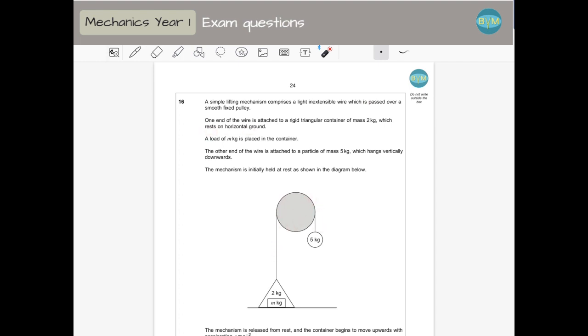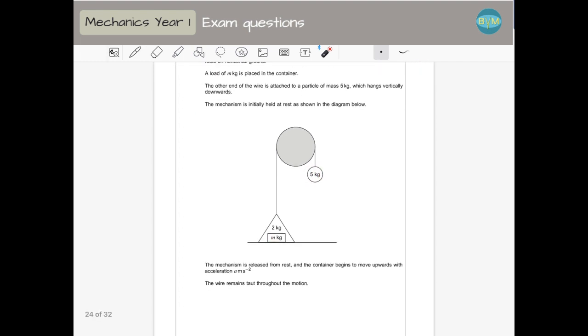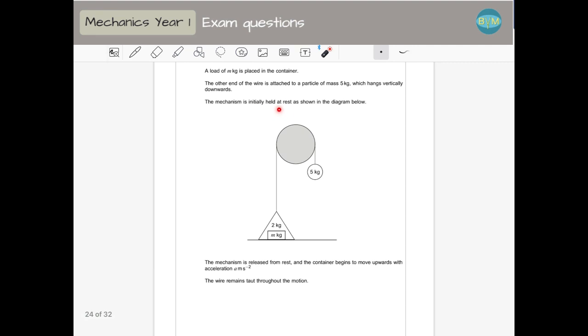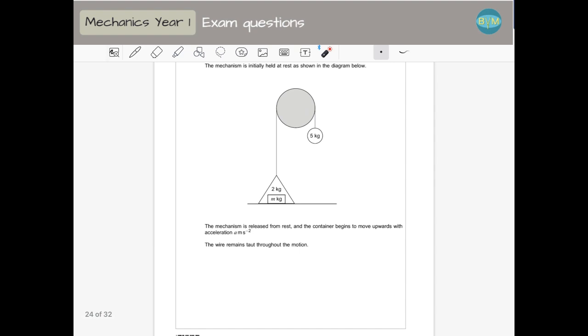One end has a triangular container which is 2 kilograms, and it has inside a load of m kilograms. At the other end, you have a mass of 5 kilograms, and the mechanism is initially held at rest, as shown in the diagram. The mechanism is released from rest, and the container begins to move upwards with acceleration a.